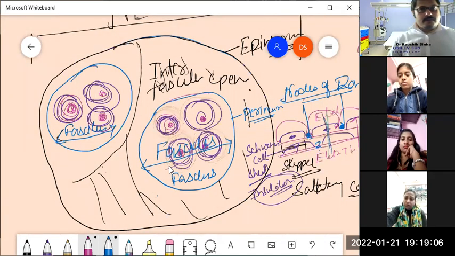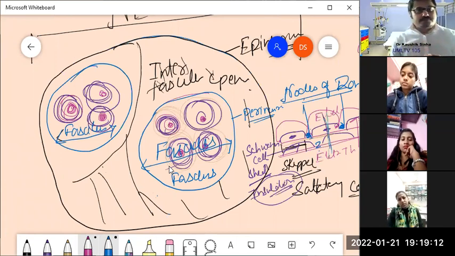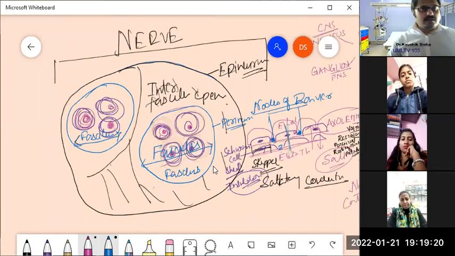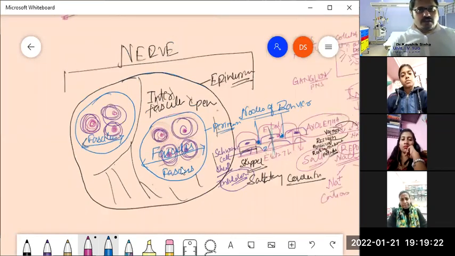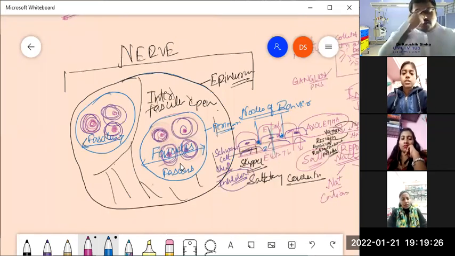Now the thing is, yesterday I was giving you the concept of a mixed nerve. What happens in a mixed nerve is this entire structure is a nerve. So a nerve would contain multiple fascicles. This nerve contains two fascicles. For the sake of demonstration, I have shown only two, but in reality, it can contain more than two fascicles. And each of these fascicles contains multiple axons, which are all bundled up.